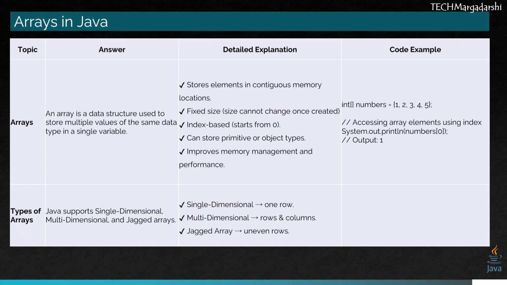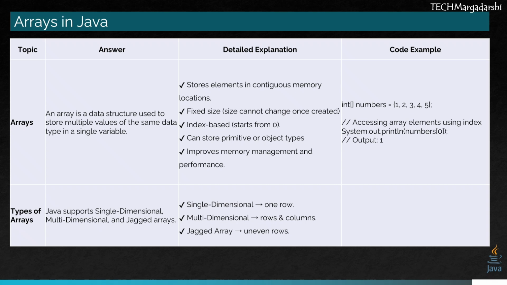Now, let's understand one of the most important data structures in Java: arrays. An array is used to store multiple values of the same data type in a single variable, instead of creating separate variables for each value. All elements in an array are stored in contiguous memory locations, which makes access faster and more efficient.